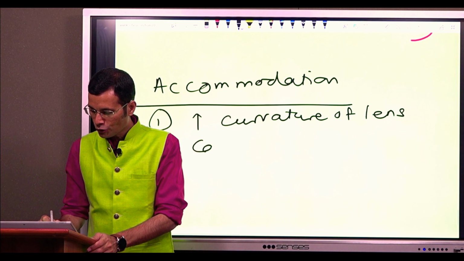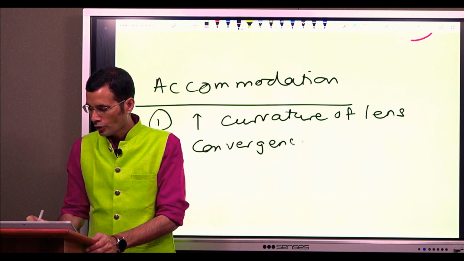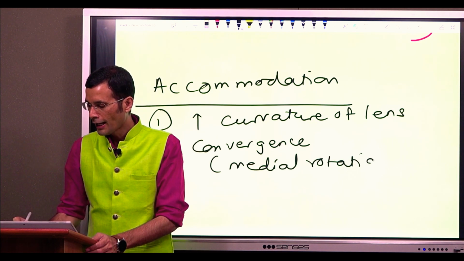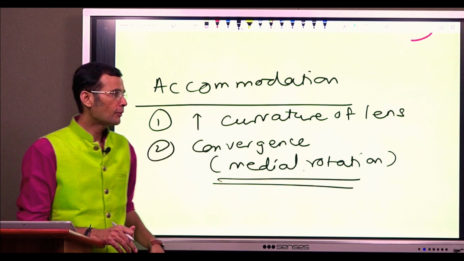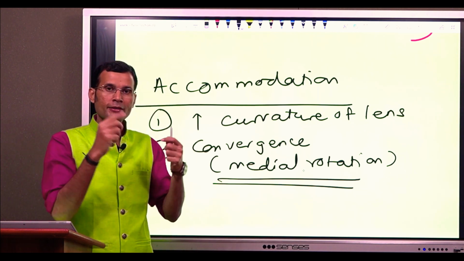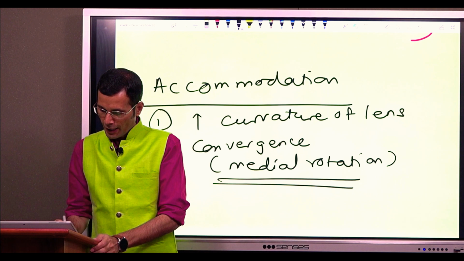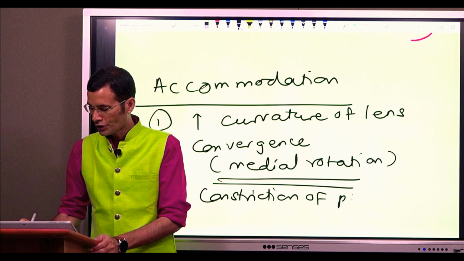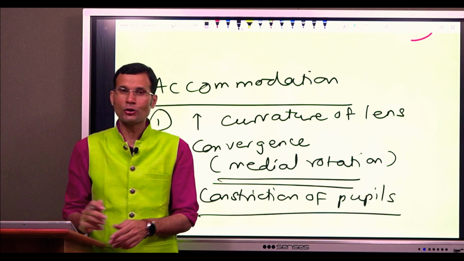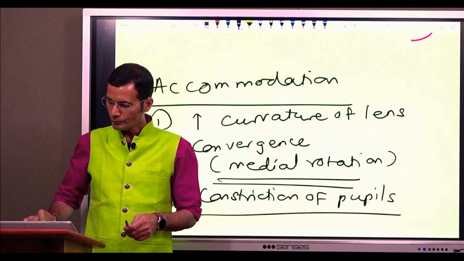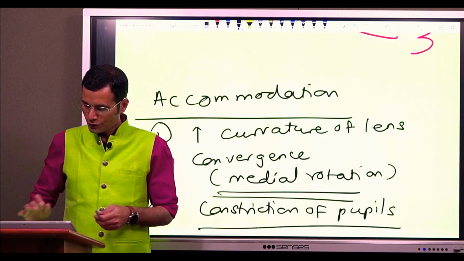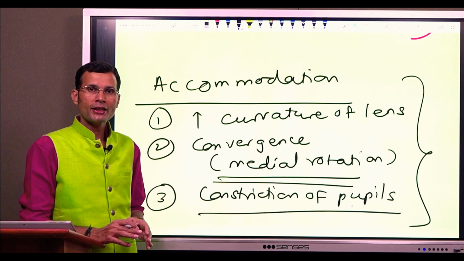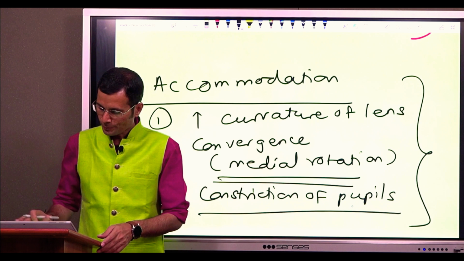So, convergence of the eyes, also called medial rotation of the eyes, and medial rotation is because of contraction of the medial rectus muscle on both sides. So, medial rotation and constriction of the pupils. Constriction of the pupils, we have seen this is also a function of the third cranial nerve. It causes constriction of the pupils. So, these three changes collectively are called accommodation reaction or convergence accommodation reaction.